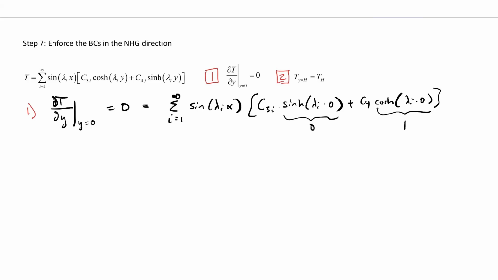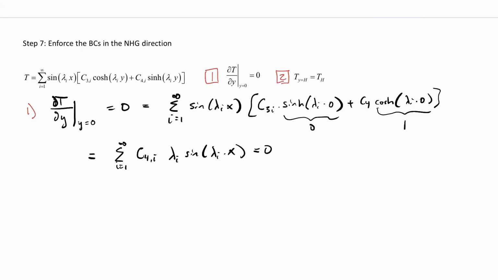So what we're saying here is that the sum of sine times C4 is all equal to 0. So write that out. This becomes the sum of I equals 1 to infinity of C4I times lambda I times sine of lambda I times x. That's all equal to 0. Everybody see how we got there?